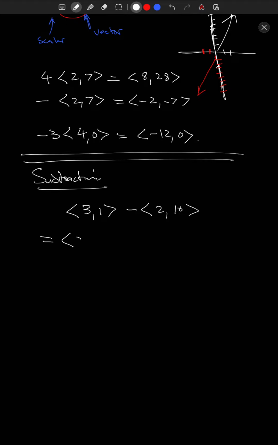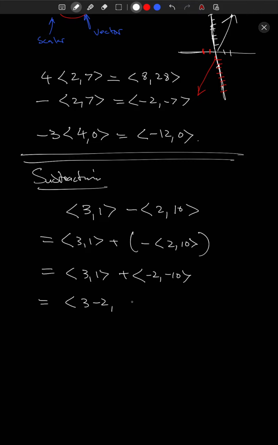You can think of that as 3 comma 1 plus minus 2 comma 10, right? And if you did think of it that way, then you would get 3 comma 1 plus minus 2 comma minus 10, which would be 3 minus 2 comma 1 minus 10, which is 1 comma minus 9. All right.